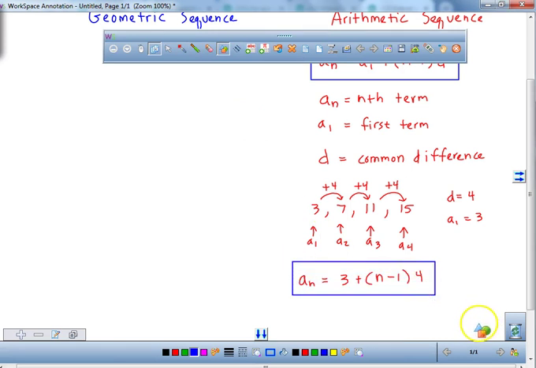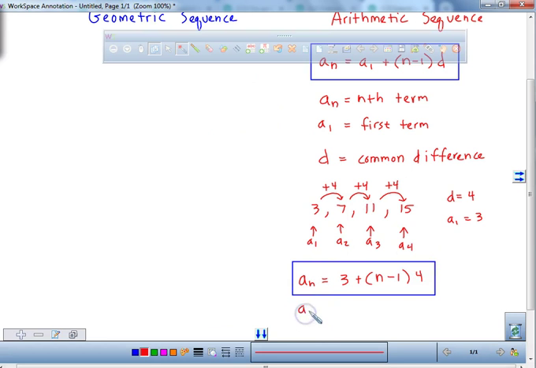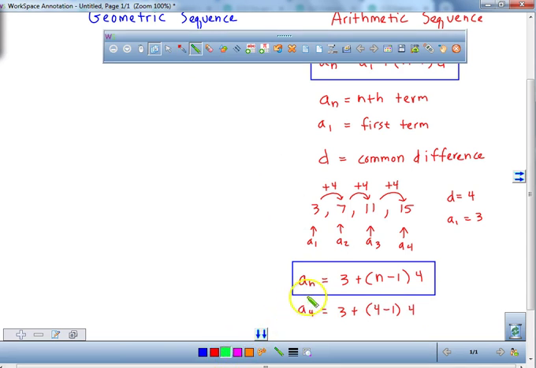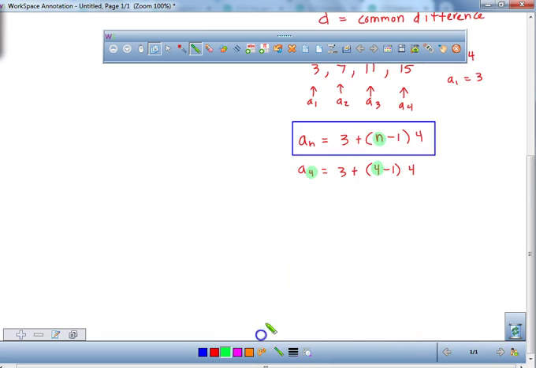Now what we're going to do is test it by plugging in the number 4, to see if we're right. I want to find the fourth term of this sequence. Wherever there's a value of n, I'm going to plug in a 4, and we're just going to work it out. I plugged in a 4 there, and I plugged in a 4 right there.